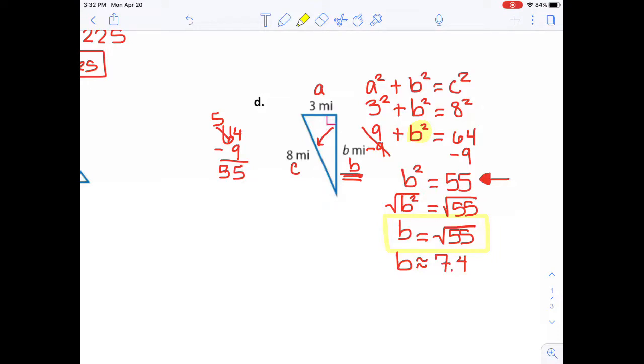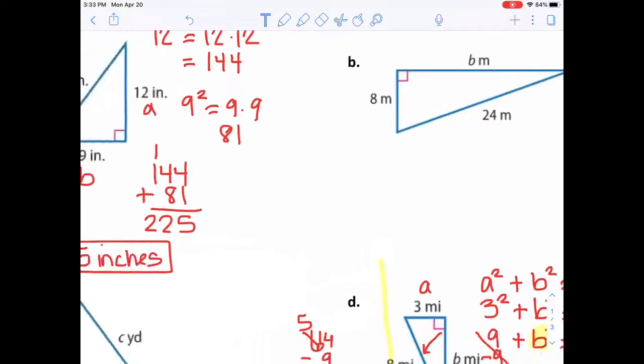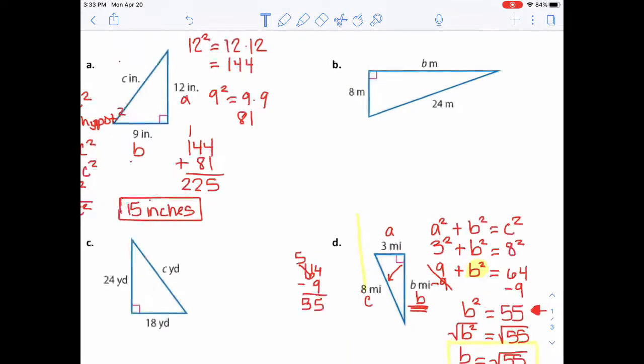Now, we can reduce square roots, and that's something that we'll talk about in the near future, but for right now, go ahead and leave it as the square root of 55. Okay, let's go ahead and do B, or C. Let's look at C. No, let's do B.